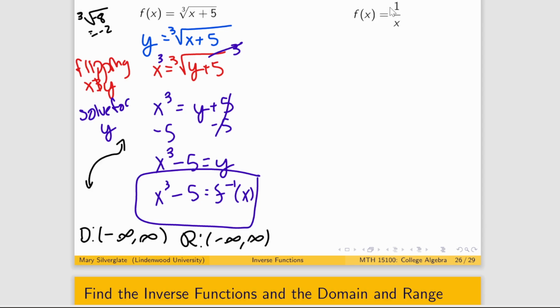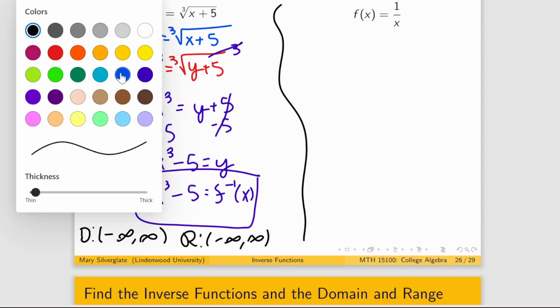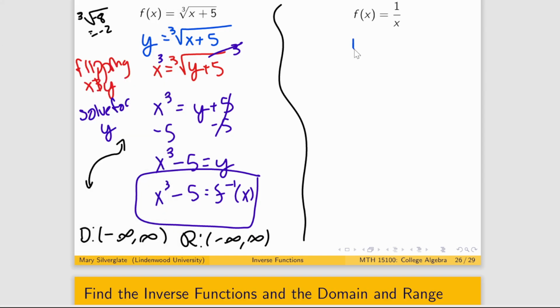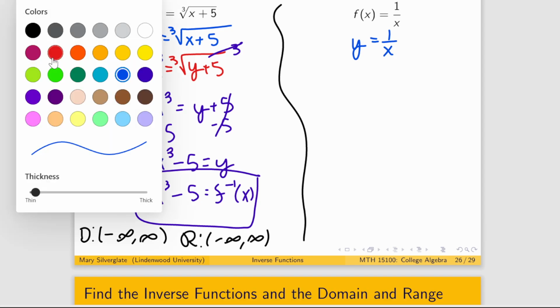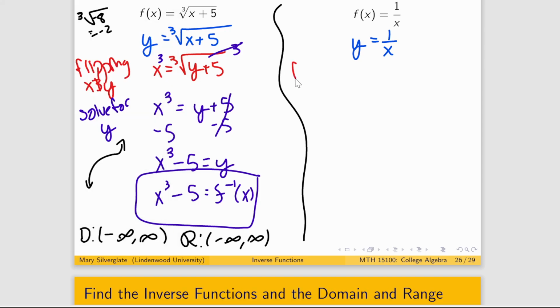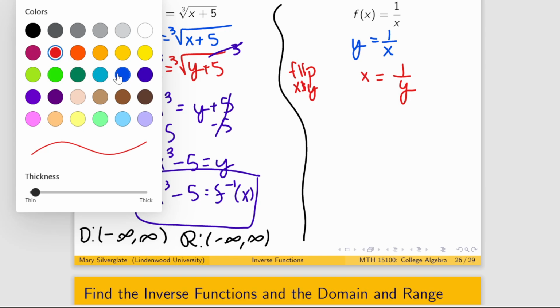For this last one, we want to do the same sort of process. So first, I'm going to do my optional first step of just rewriting f of x as y instead. Then I actually want to flip x and y. So I get x is equal to 1 over y. And now I want to solve for y.